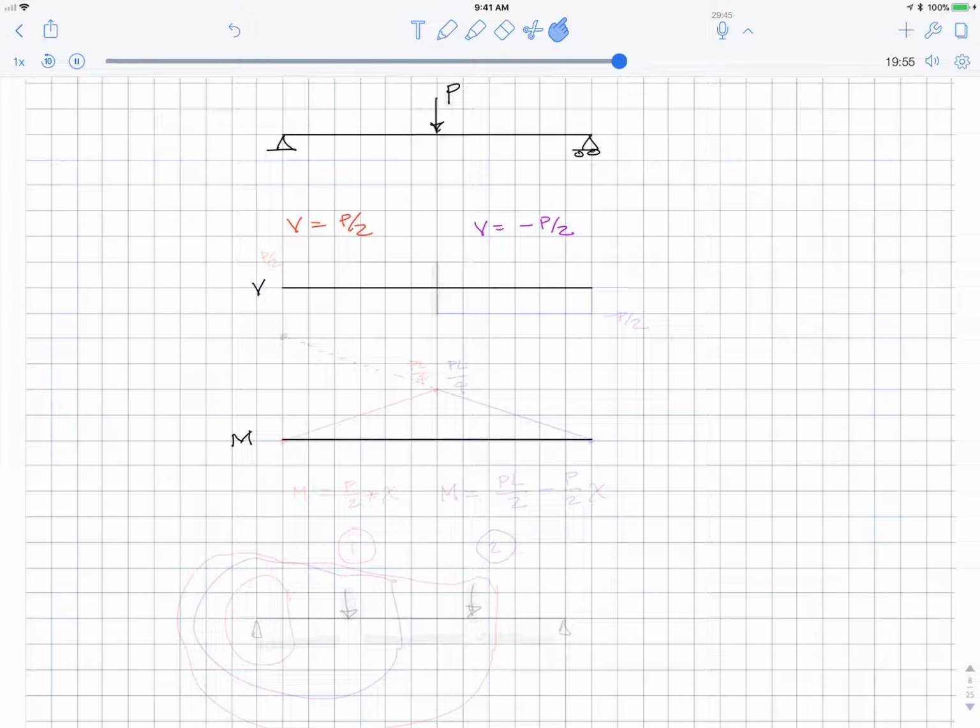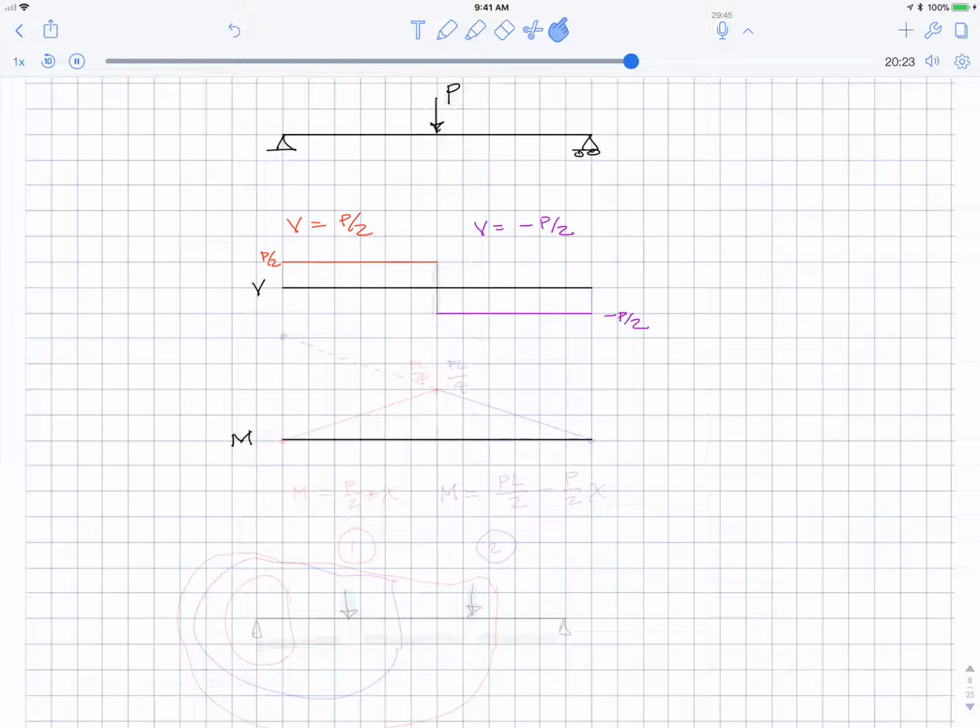Here are the equations for the shear for the red side to the left of P and the purple side to the right of P. It's just V is P over 2 if you're to the left of P. So let me just draw in that plot. It's just a constant at P over 2. And if you are on the other side, it's negative P over 2. So let me draw that in here, minus P over 2.